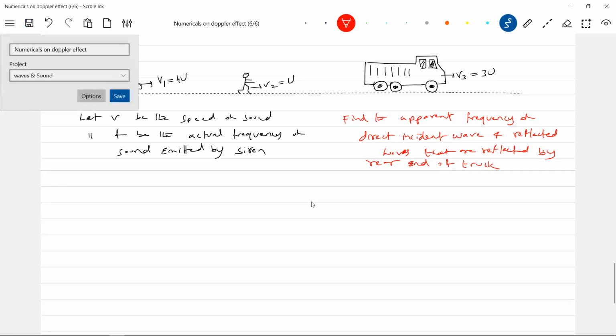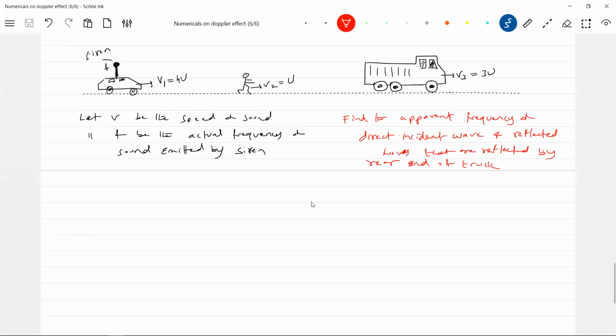Let it be in terms of u. The rear end of the truck will be like a moving wall. Work it out now, using the same Doppler effect formula. This is just practice of what we did earlier, where the wall was at rest. Now here the wall is also in motion.